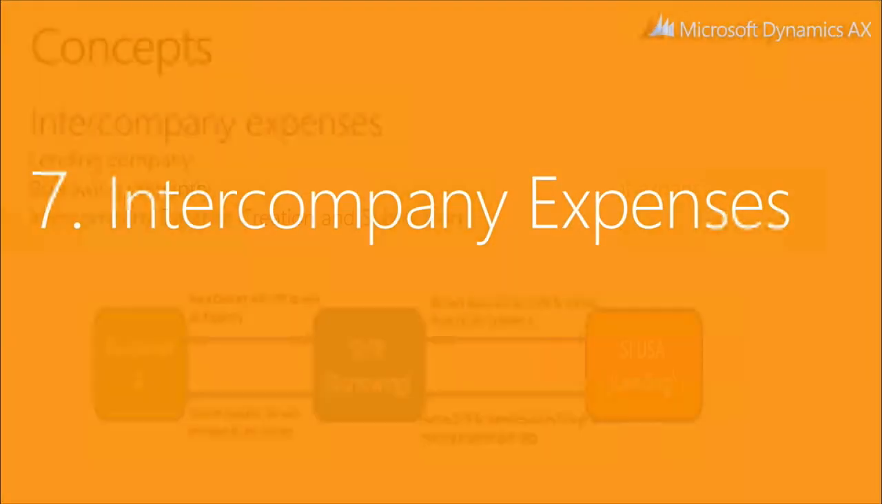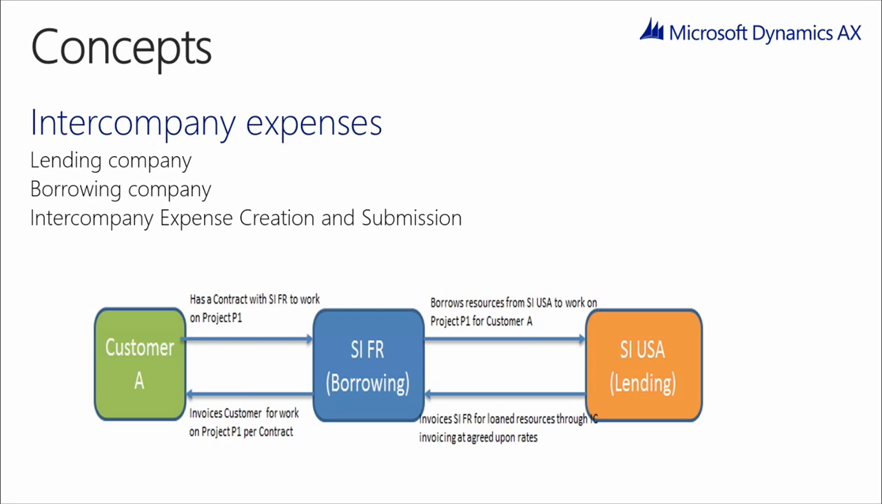Intercompany expenses. Your organization might have multiple divisions, subsidiaries, and other legal entities that transfer products and services to each other for projects. In Microsoft Dynamics AX, the legal entity that provides the service or product is called the lending legal entity, and the legal entity that receives the service or product is called the borrowing legal entity.